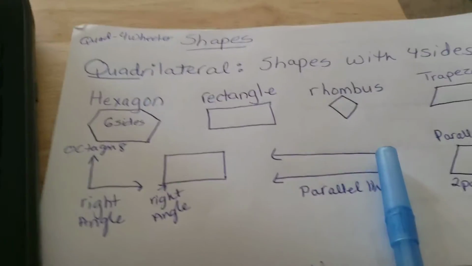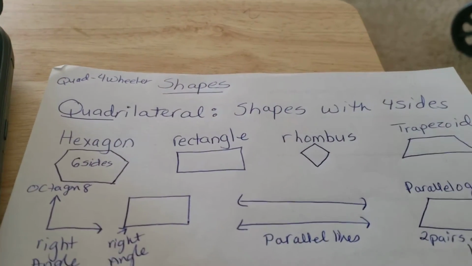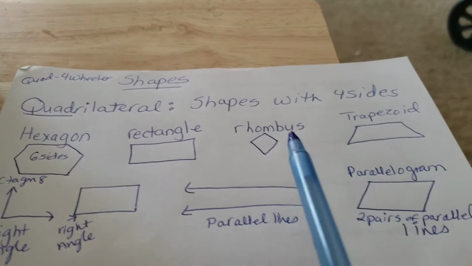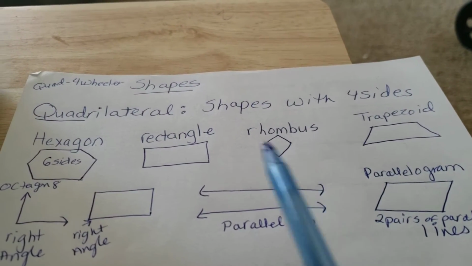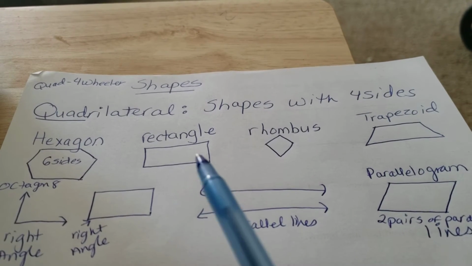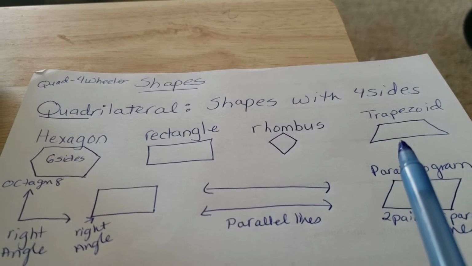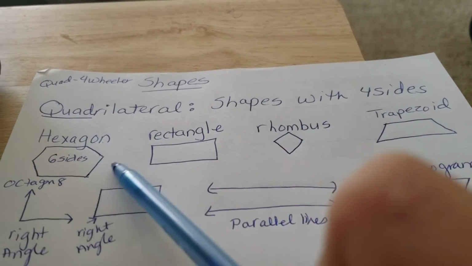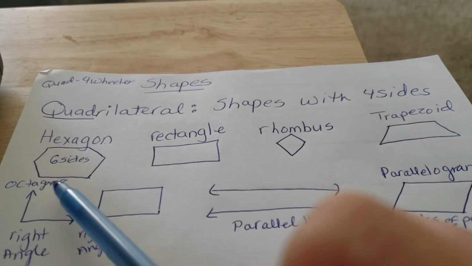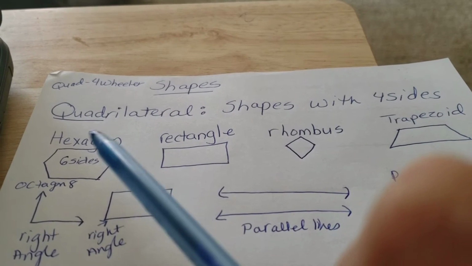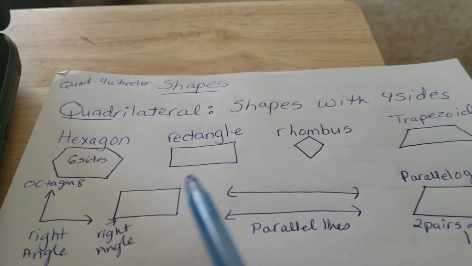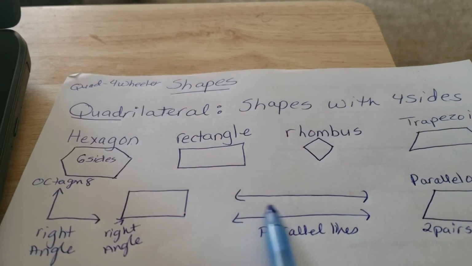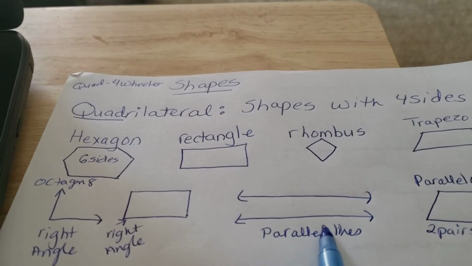And then, as I said, talking about quadrilaterals, that's any 4-sided shape. Some of the shapes that they're going to see in some of the tests that they're going to work on: hexagon, rectangle, rhombus, trapezoid. If you'll notice, hexagon has the 6 equal sides. They may also see an octagon with 8 equal sides.